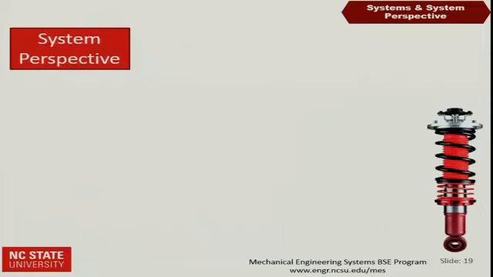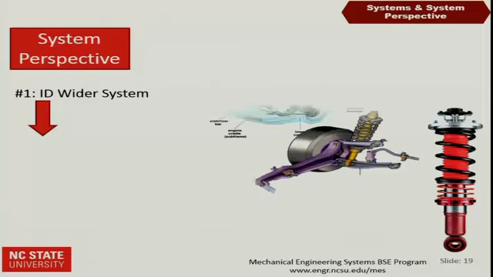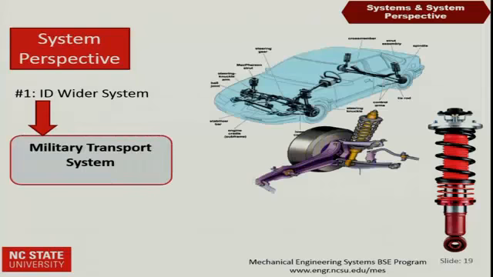So, just like analysis had a way when it wanted to understand something, the same is true with the systems perspective. Let's say we were designing a strut. It was our job to design a strut. The analytical approach says that the first step is to take it apart. The systems perspective says the first step is to identify the wider system. So our strut is part of a suspension system that's part of a military transport system.